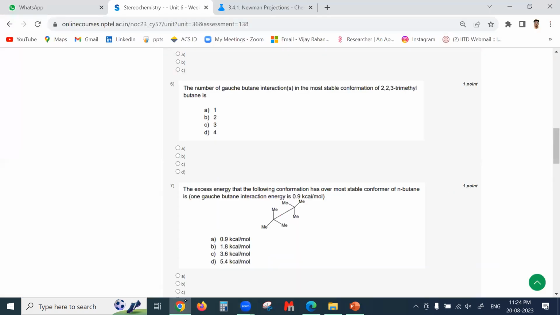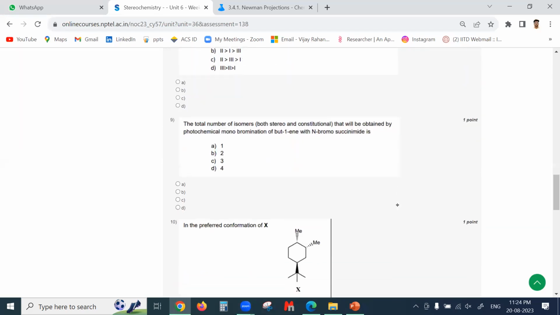We will not solve the entire assignment here. We generally, yes, please. Whatever the sixth question is, they are asking about the stable conformation, right?